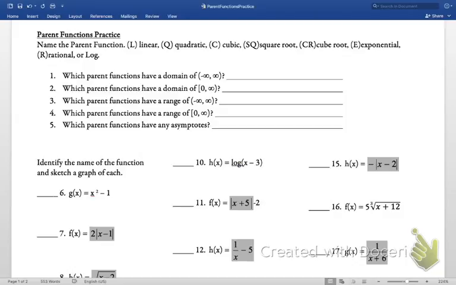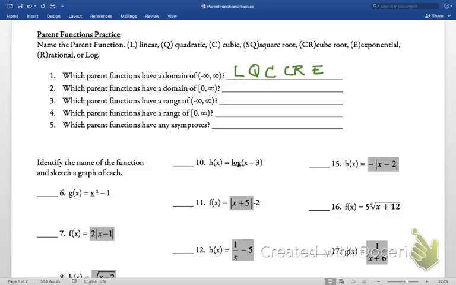So the first one is linear, and so we're just going to write an L for linear, okay? Quadratic, does it have a domain? Yes. Infinity to infinity. Cubic? Yes, it does. Square root? Nope. Cube root? Yes, it does. Exponential. Exponential has a domain of infinity to infinity. Rational? No. And log? No. Okay? Same thing with second question.